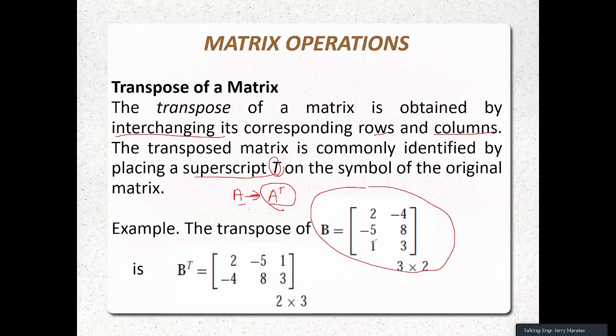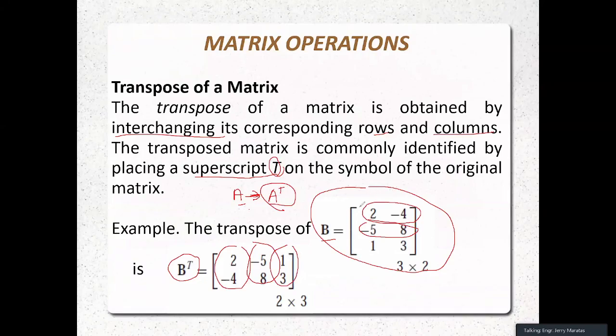Now suppose we are required to find the transpose of matrix B. So what shall we do? We simply interchange the rows and columns. So for example, the elements of the first row, let's make that the elements of the first column. The second row, let's make that the second column. And the third row, let's put that on the third column.